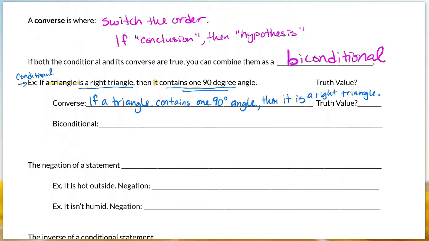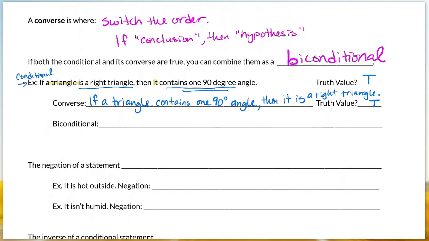If a triangle is a right triangle, then it contains one 90-degree angle. That is true. That is a true statement. Right triangles have exactly one 90-degree angle. Reading it backwards, if a triangle contains one 90-degree angle, then it is a right triangle. This is also true.